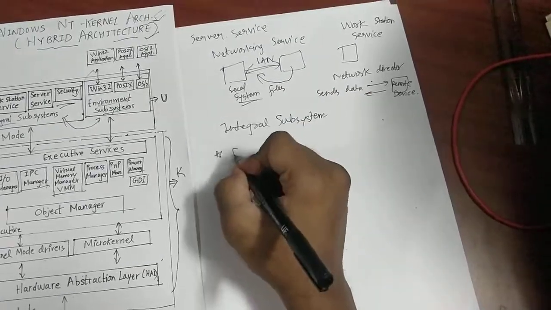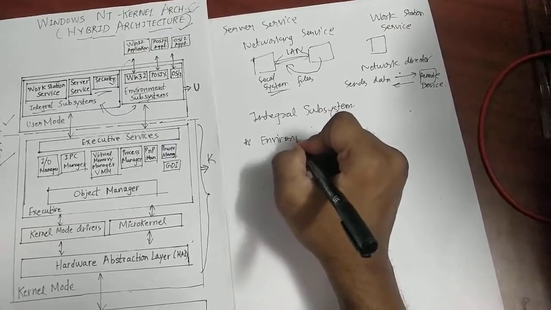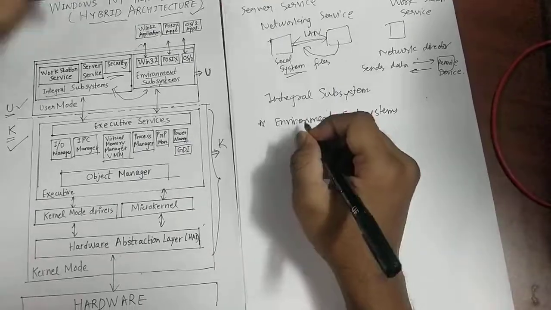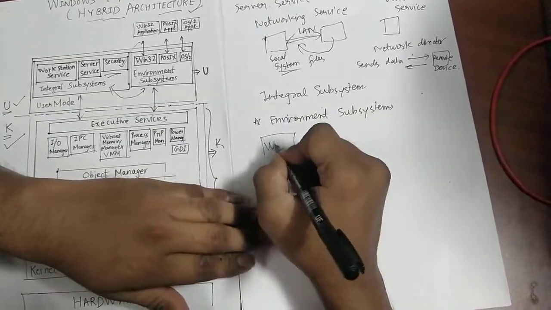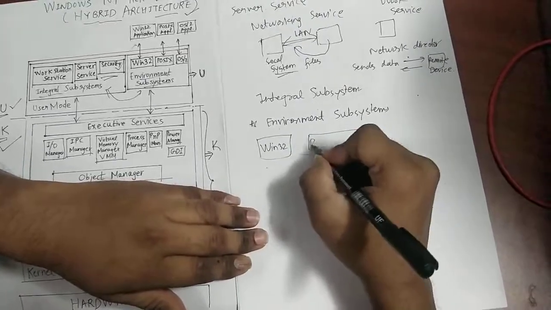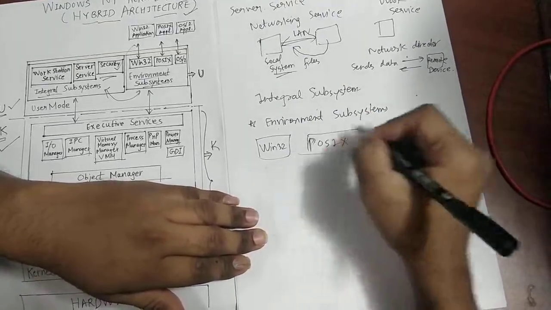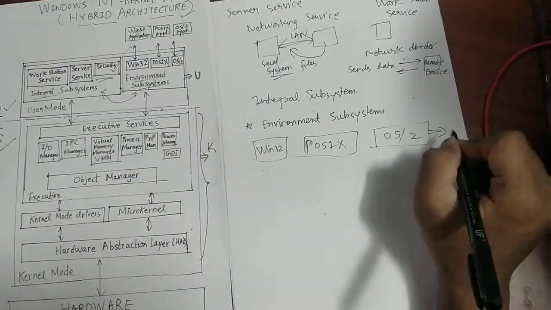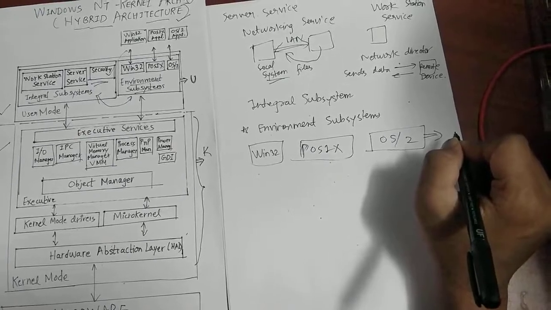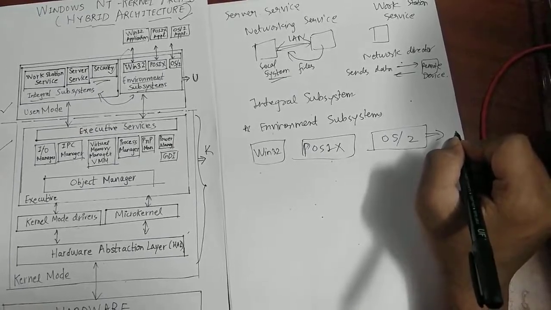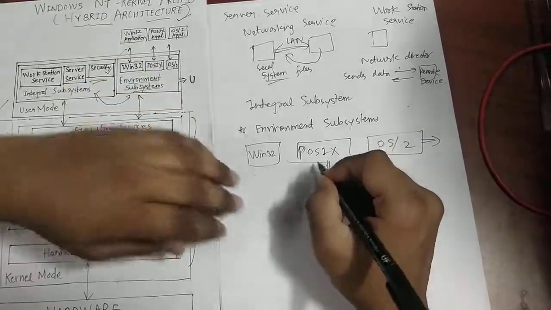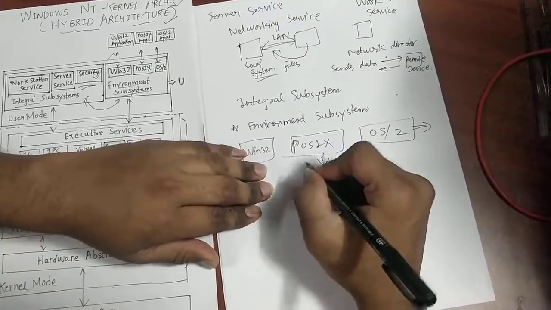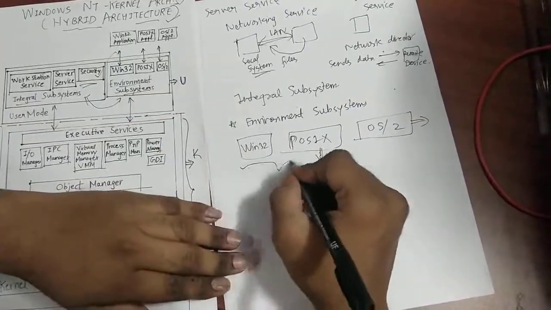Now coming to our environment subsystems. We have three basic environment subsystems: Win32, POSIX, and the last one is OS2. We will not talk much about OS2; it is obsolete for now. And this POSIX, this particular system, all these are OS environments.